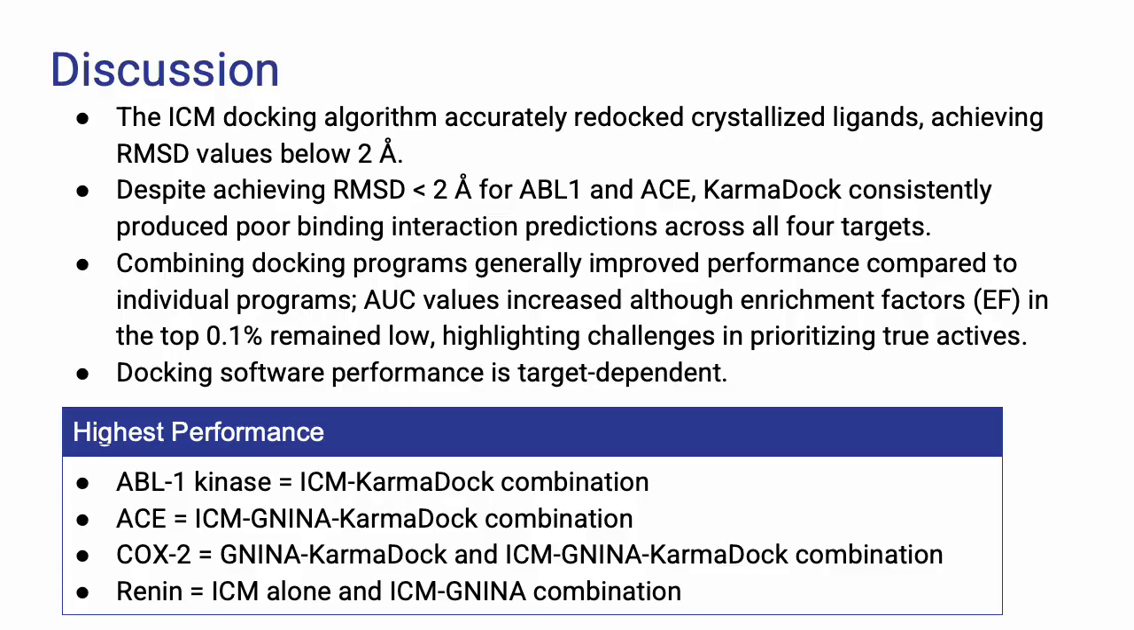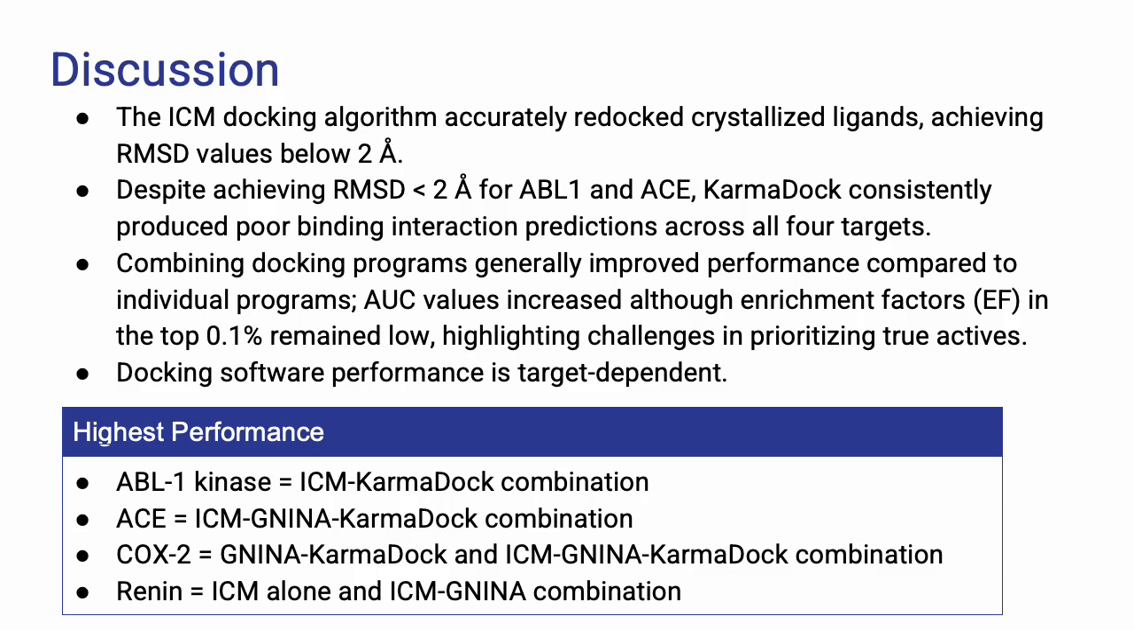Our results showed that the ICM docking algorithm was able to accurately redock the crystallized ligand with RMSD values below 2 angstrom for all 4 targets. In contrast, Karma-Dock produced poor binding interaction predictions across all 4 targets despite having acceptable RMSD values for ABL1 kinase and ACE. Docking actives and decoys remains a standard approach to validating docking protocols, and in this study, we tested all combinations of docking programs.